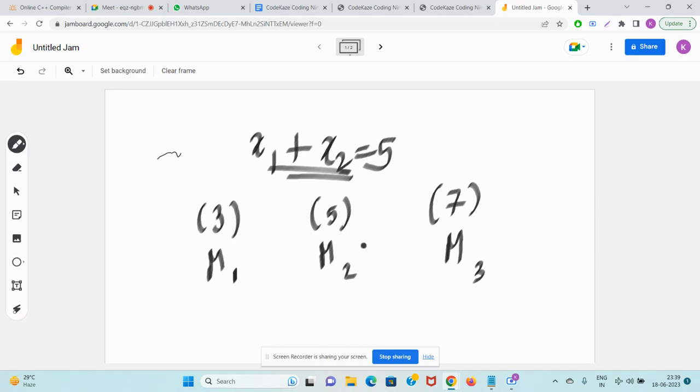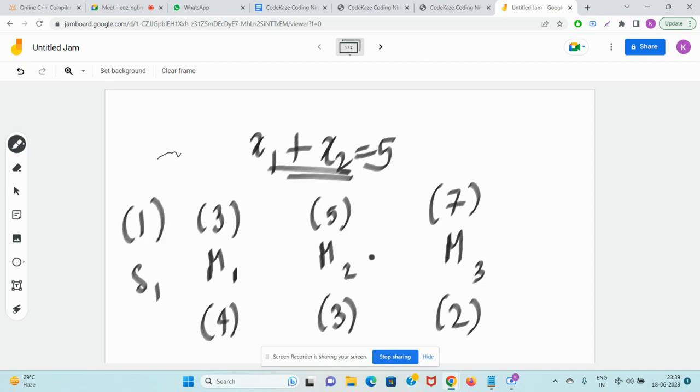Now the thing is that each of these monsters has some strength. The strength of this monster is 4, the strength of this monster is 3, and the strength of this monster is 2. Now we have some soldiers. Soldier s1 is at coordinate 1, soldier s2 is at coordinate 6.